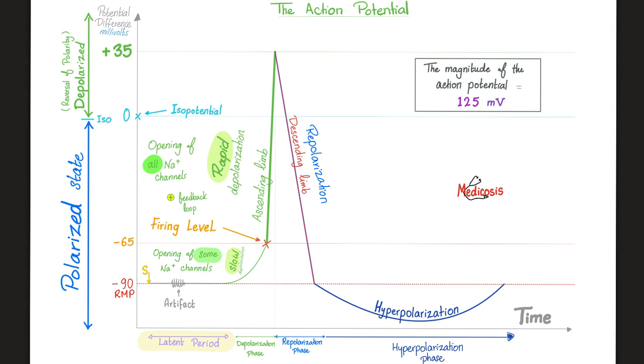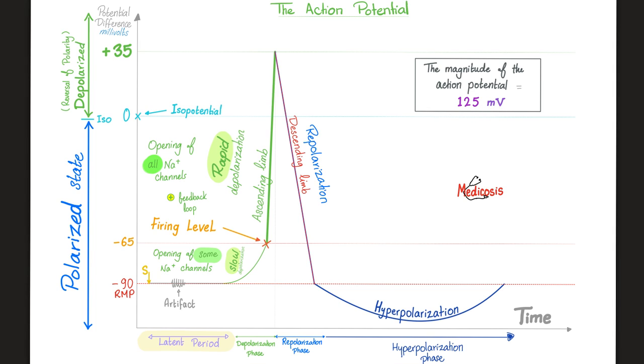Alright, this is going up and this is going up. What's the difference? This is slow depolarization and this is fast. No kidding. What's the difference? Here you have opening of some sodium channels, some sodium influx. But here, all of your sodium channels are open and sodium will rush into the neuron. What's the magnitude of the action potential? From -90 to 0 is 90. And then you add 35, so 90 plus 35, you get 125. That's the magnitude.